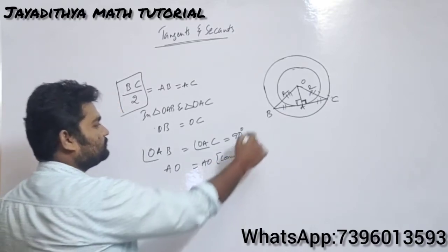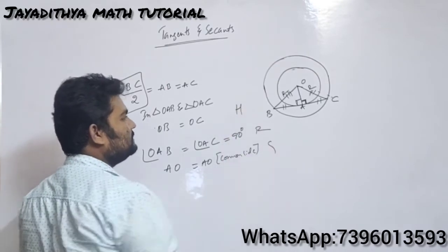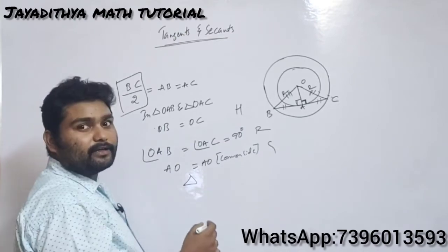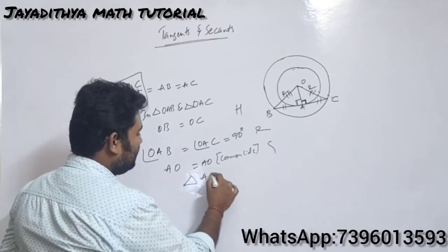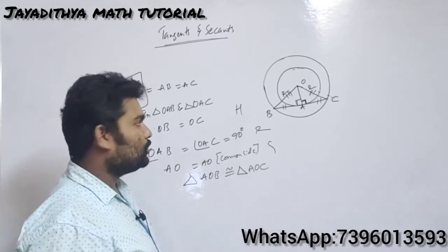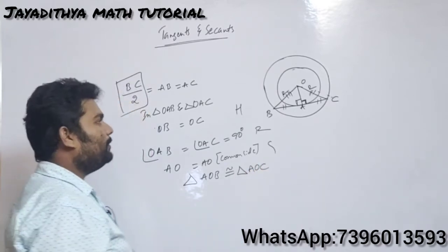Now, this is the right angle, hypotenuse and side. By using the RHS criterion, what can we say about AOB and AOC here? Triangle AOB is congruent to triangle AOC. Both will be congruent here. So what can you comment on AB and AC?